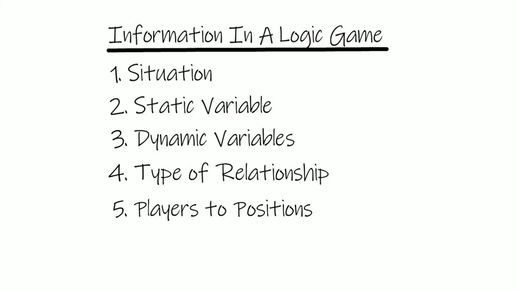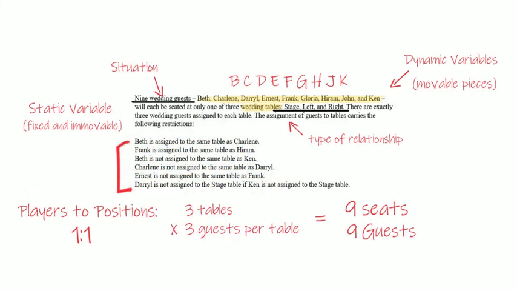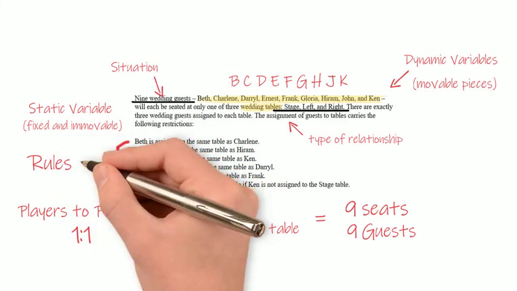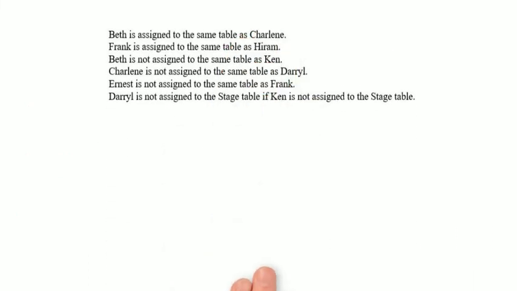Once you have these pieces of information, you can turn to the rules. So let's do that now. The rules are easily identifiable because they will always be grouped under the initial paragraph, and because, well, they're rules. In any logic game, the rules are going to tell you how that game is supposed to be played.